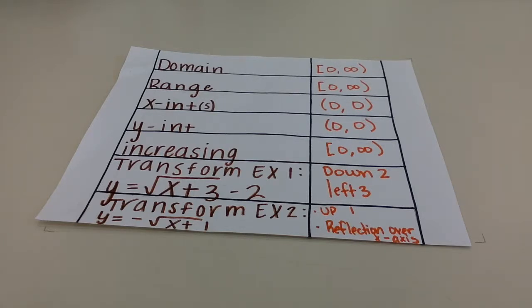A transformation example is square root of x plus 3, minus 2, which means you go down 2, plus negative 2, and you go to the left 3 because you are adding. Transformation example number 2 is negative square root of x plus 1. You move up 1, and there's a reflection over the x-axis as it is a negative square root.